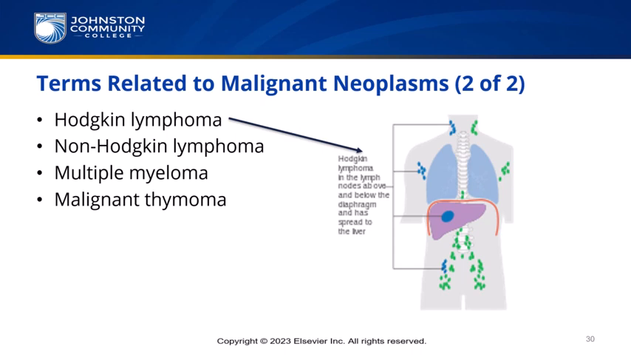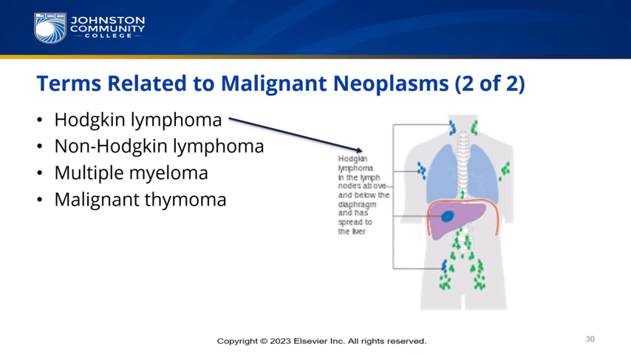Multiple myeloma, also called plasma cell dyscrasia or myelomatosis, is a rare malignancy of the plasma cells formed from B lymphocytes. It is called multiple because the tumors are found in many bones. If it occurs in only one bone, the tumor is referred to as a plasmacytoma.